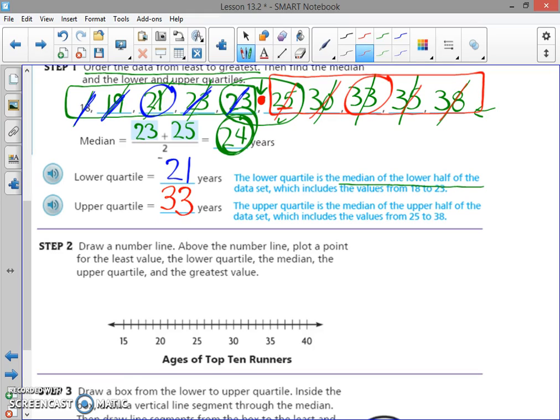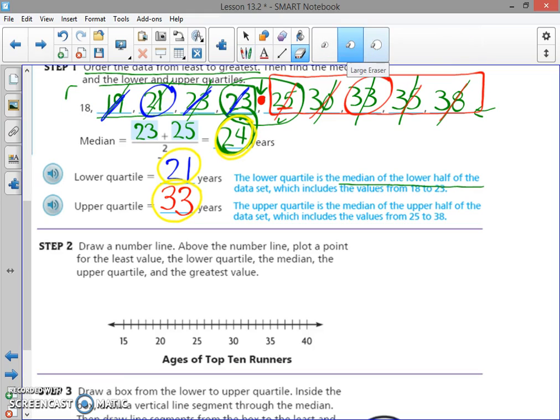So now we have 24 as our median. We have 21 as our lower quartile median and 33 as our upper quartile median. And then we just need the lowest value and the greatest value. Our lowest value is 18 and our greatest value is 38.